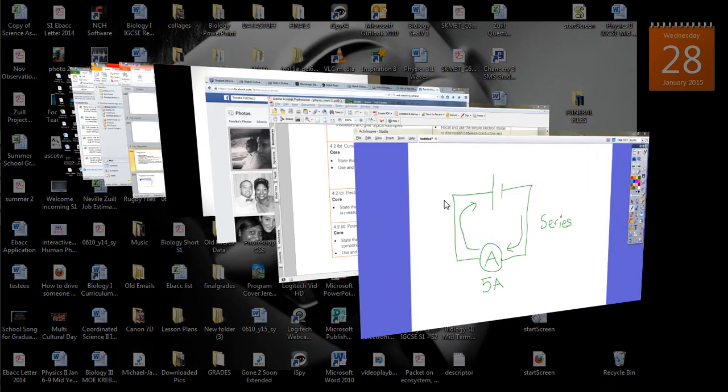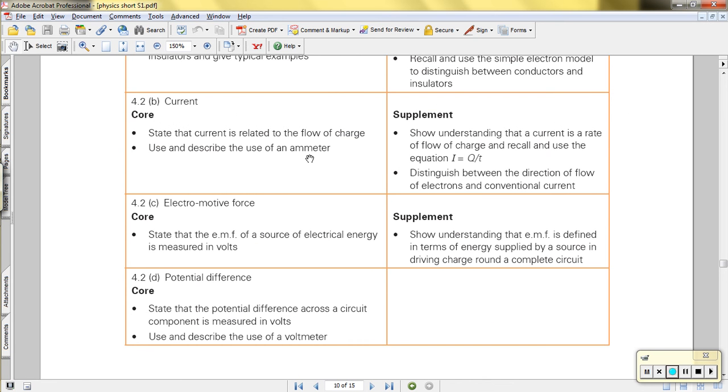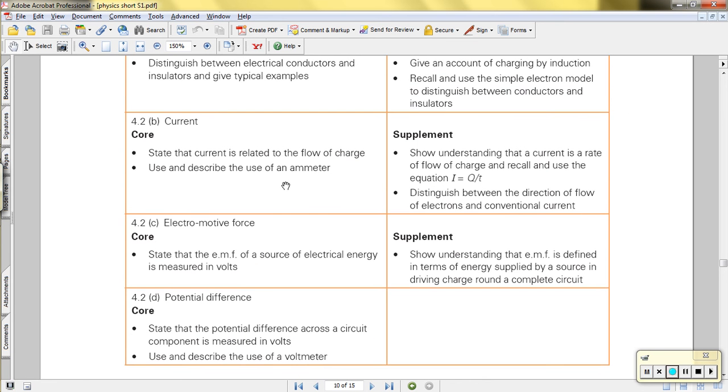Let's take a peek at our syllabus. Current is related to flow of charge. Check. Use and describe the use of an ammeter. Check. Show understanding that a current is a rate of flow of charge, and recall the use of the equation I equals Q over T. Check. Distinguish between electrons flow and conventional current. Check. Let me just double check this ammeter point.